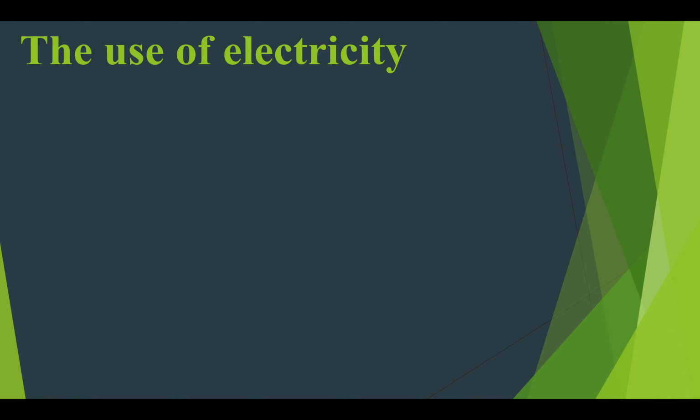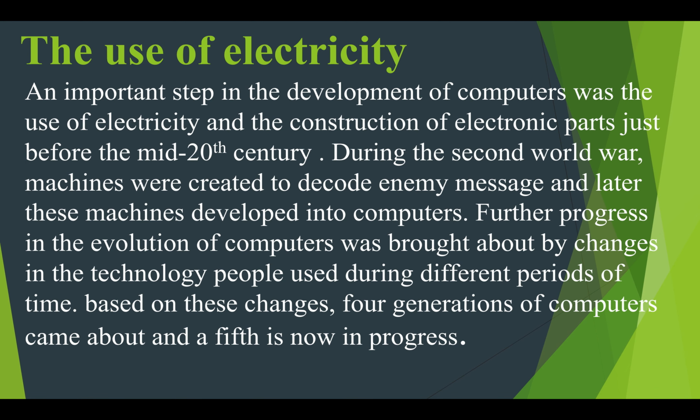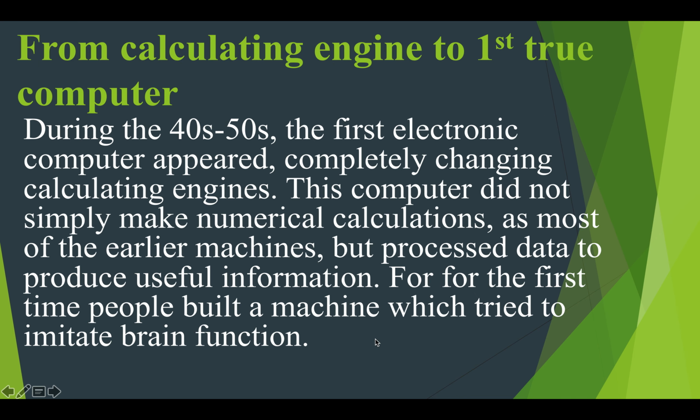The use of electricity. An important step in the development of computer was the use of electricity and the construction of electronic parts just before the mid 20th century. During the Second World War, machines were created to decode enemy messages and later these machines developed into computers. Further progress in the evolution of computer was brought about by changes in the technology people used during different periods of time. Based on these changes, four generations of computers came, and now the fifth is in progress.